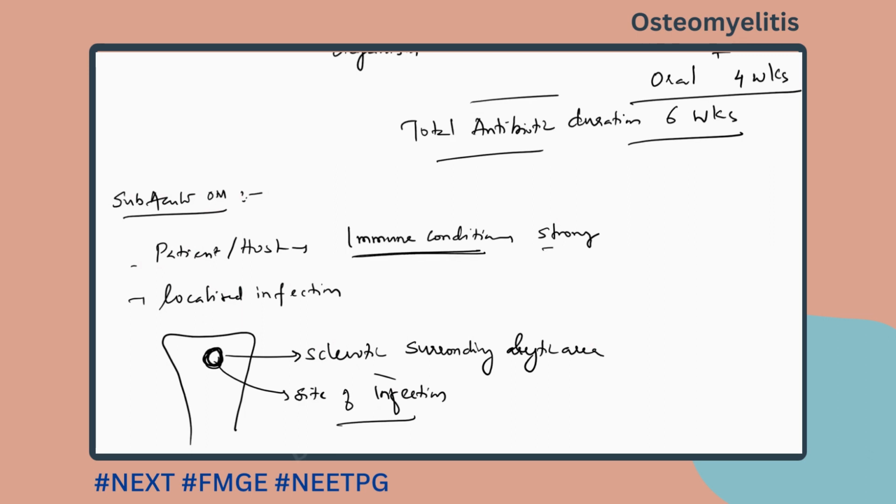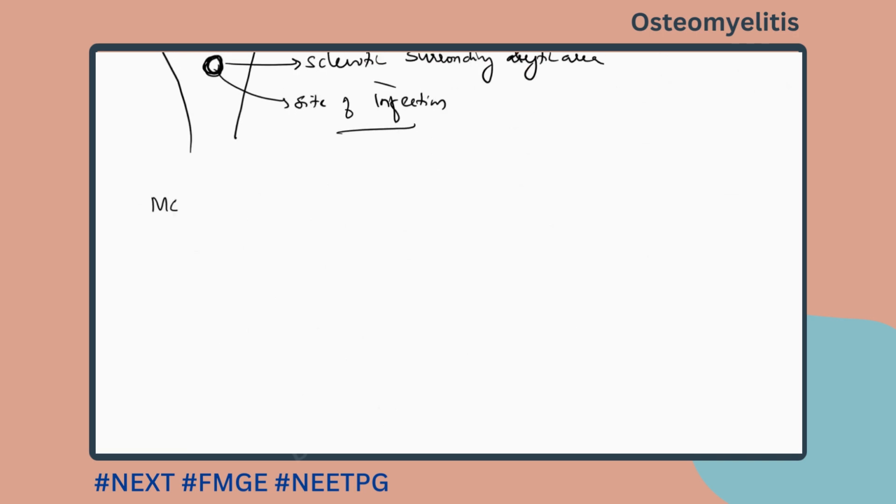It will be very good. It will be strong. What is the most common organism causing subacute osteomyelitis? Staphylococcus aureus. Remember this word Staphylococcus aureus in your life if you are talking about bone. So the most common organism causing any osteomyelitis, whether it is acute, subacute or chronic, will be Staphylococcus aureus. Very, very important.